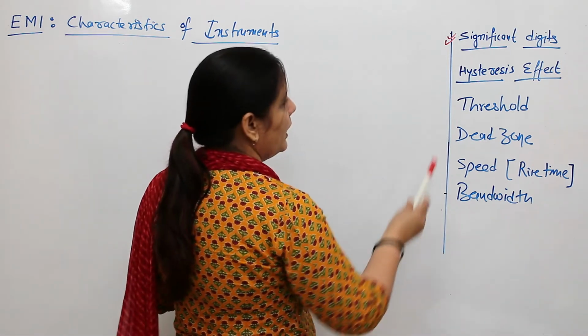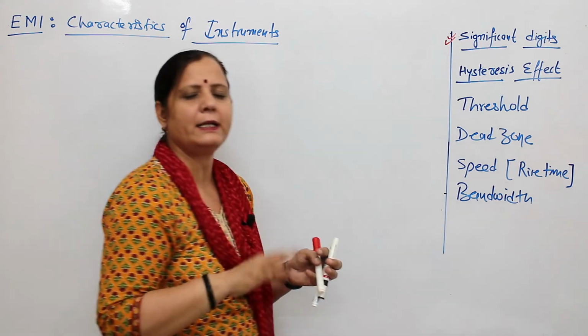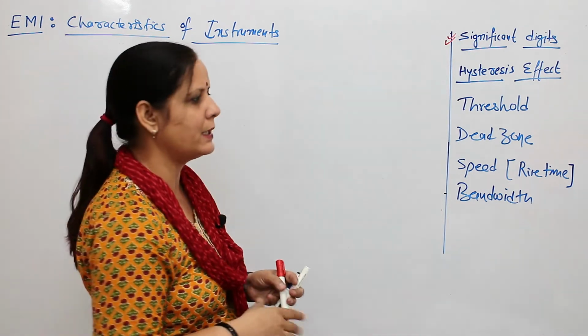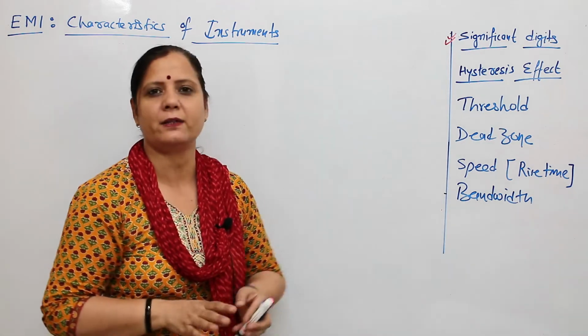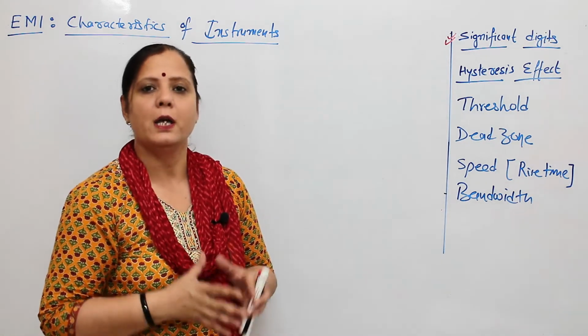So all these effects, that is linearity, accuracy, resolution, precision, threshold, hysteresis, and significant digits, are basically related to the static characteristics of an instrument.